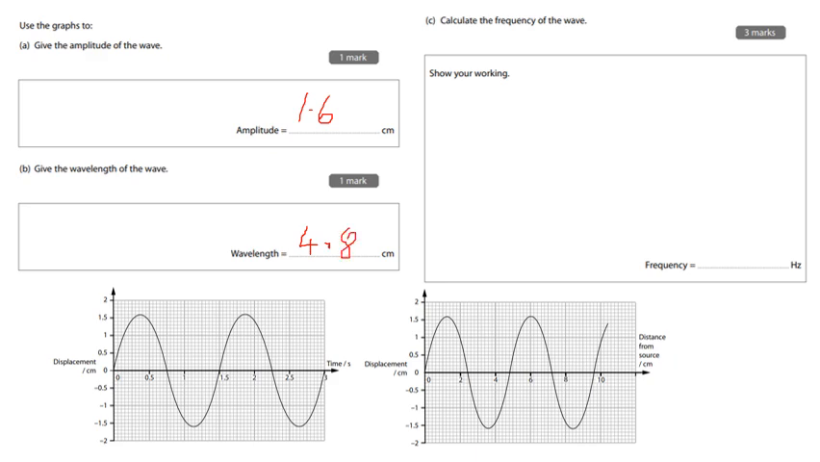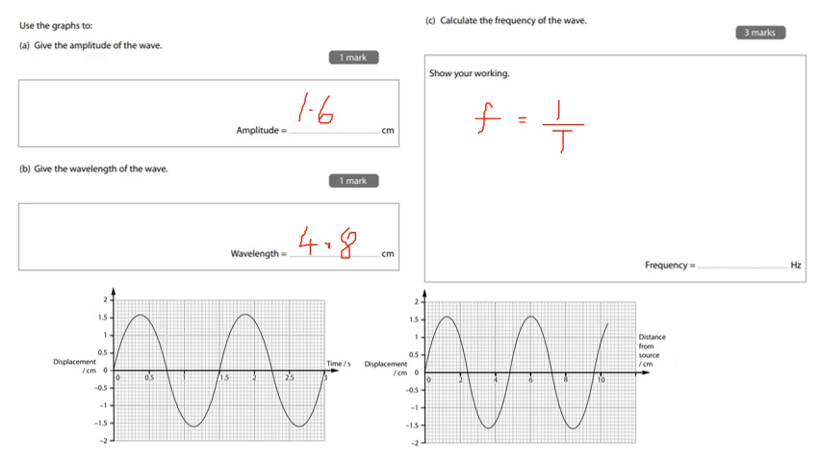Calculate the frequency of the wave. Now you might be thinking, oh, what am I going to do? Am I going to do f equals v over lambda? And no, because we don't know the velocity. The equation you should know is that the frequency is 1 over the period, isn't it? Yeah, and I said there was an equation that you'd need, which you weren't given.